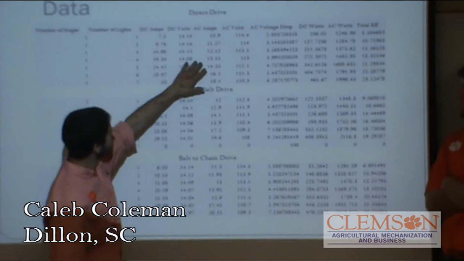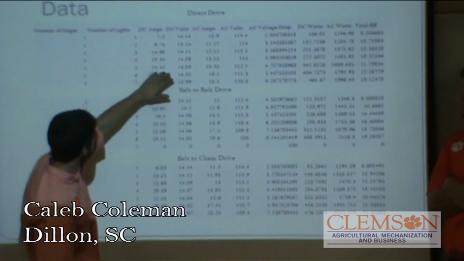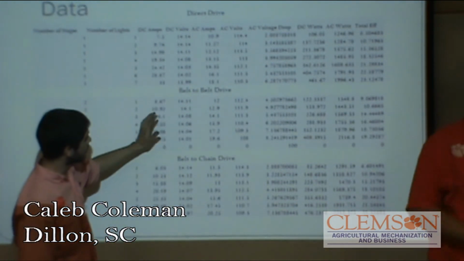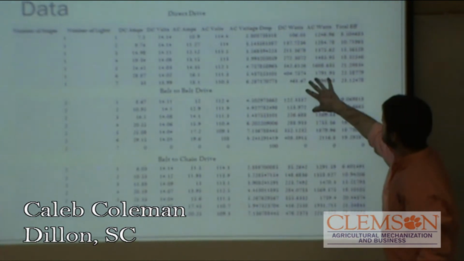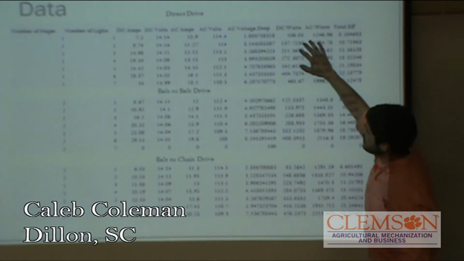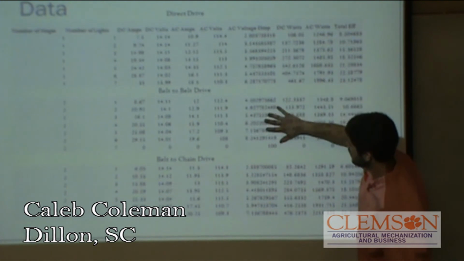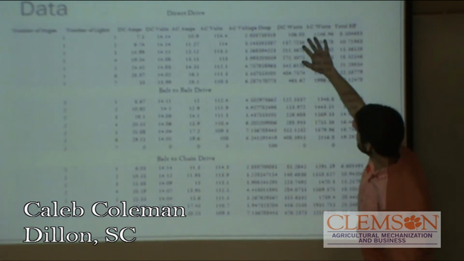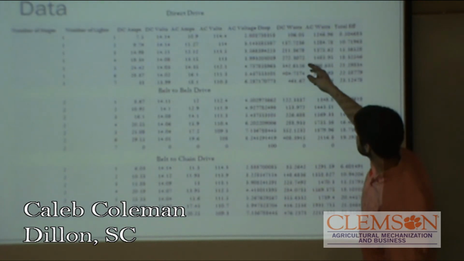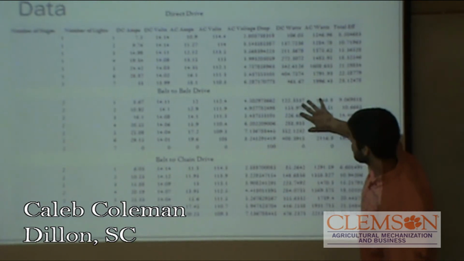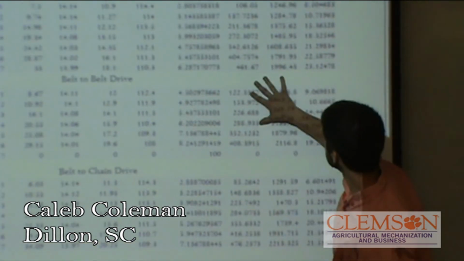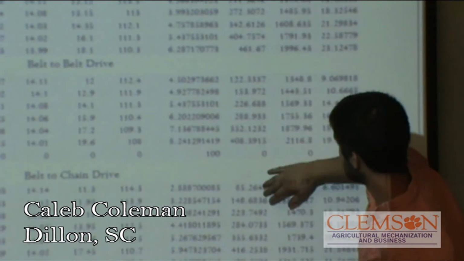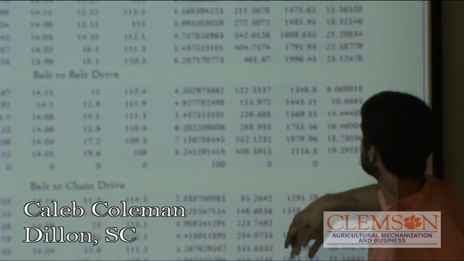So what we've got here, I'm going to show you. DC amps, DC volts, AC amps, AC volts, and all those numbers are put in to calculate what we have over here, our DC watts and our AC watts. And as you can see, the direct drive is here, belt to belt, belt to chain. DC watts on just the direct drive, 106. On belt to belt, 122. That was an outlier. The further you go down, it evens out. And then belt to chain was 85.